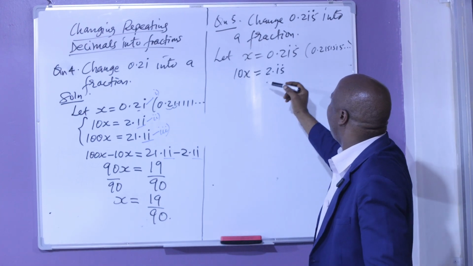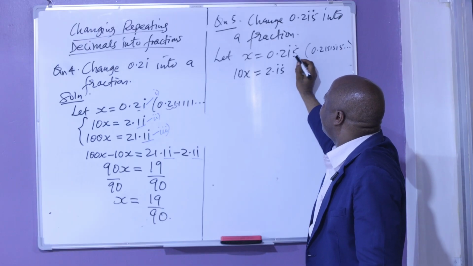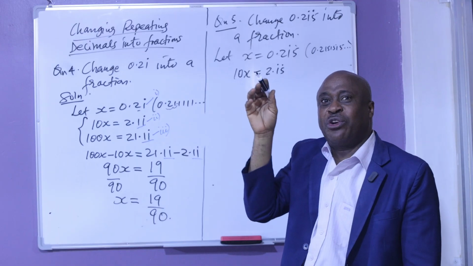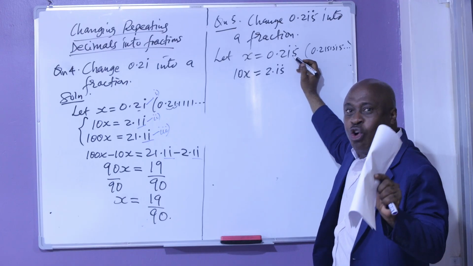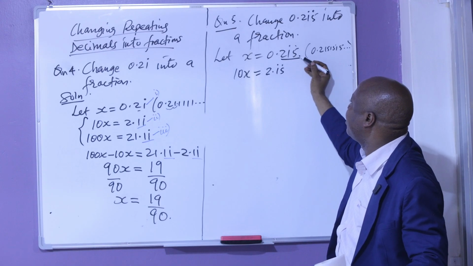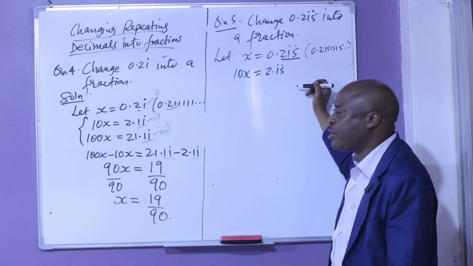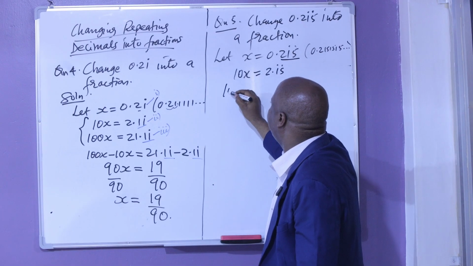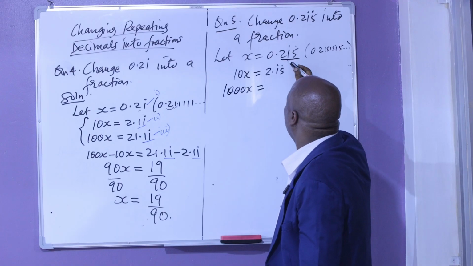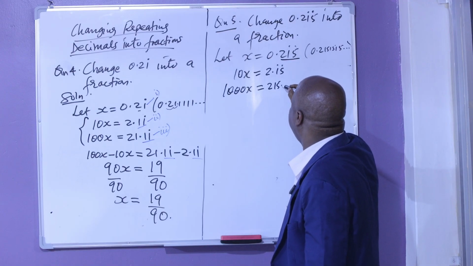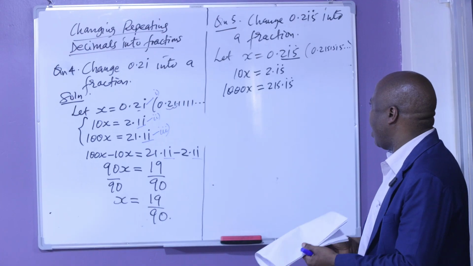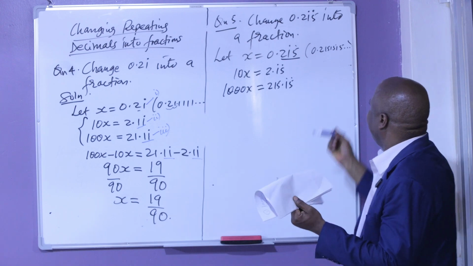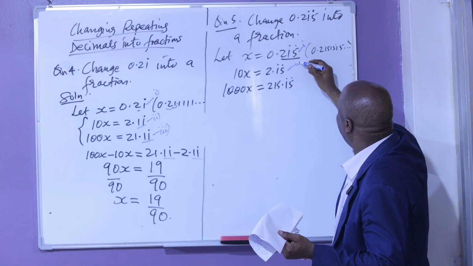When I move forward, because the 2 numbers are all repeating, we cannot separate them, and therefore I cannot multiply by 100 here. I can only multiply by 1,000 because I'm having 3 decimal places. And so what do I do? I have to multiply x by 1,000. I'm getting 1,000x is equal to 215.15 dot.